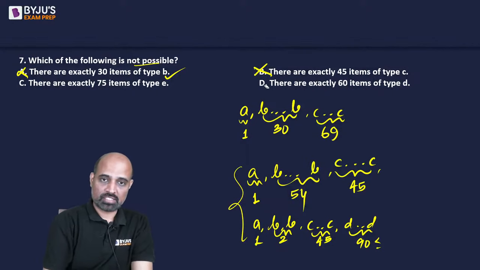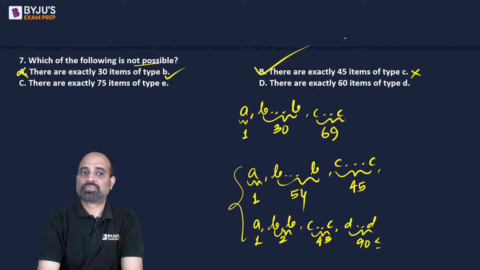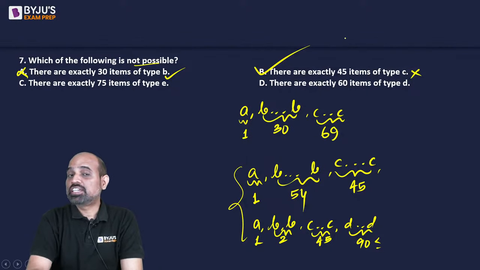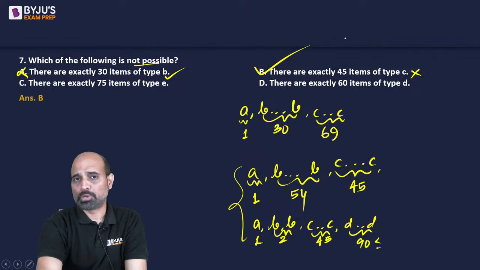So this is not going to happen, as in this is the correct answer. We cannot have C 45 items. This is not possible. Okay? So option B.